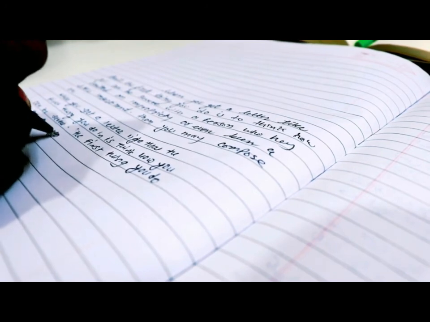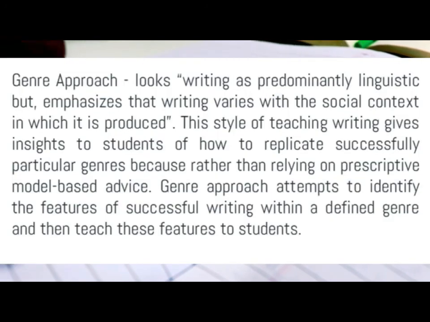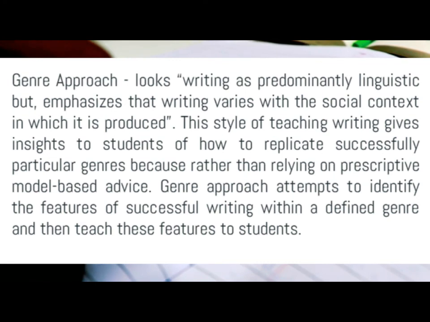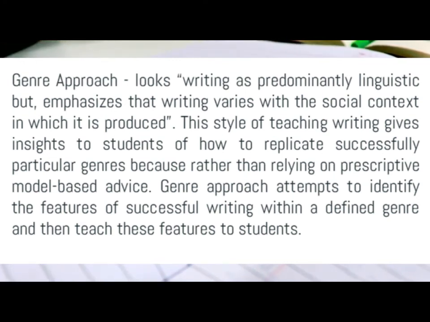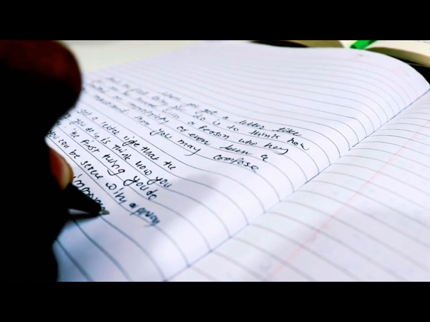Next, we have genre approach. This looks at writing as predominantly linguistic, but emphasizes that writing varies with the social context in which it is produced. This style of teaching writing gives students insights into how to successfully replicate particular genres, rather than relying on prescriptive model-based advice. Genre approach attempts to identify the features of successful writing within a defined genre and then teach these features to students. Next, we have process genre approach.